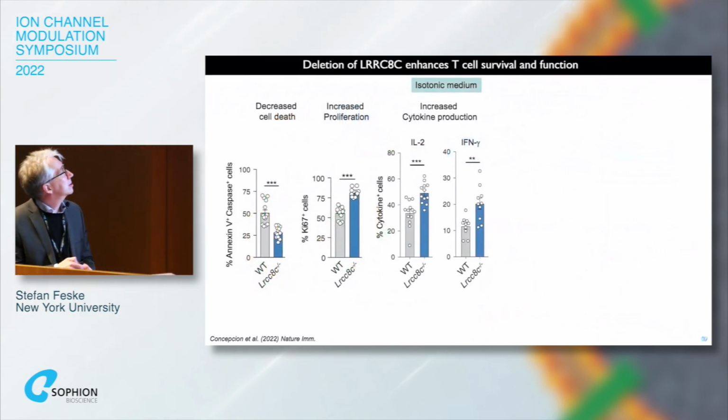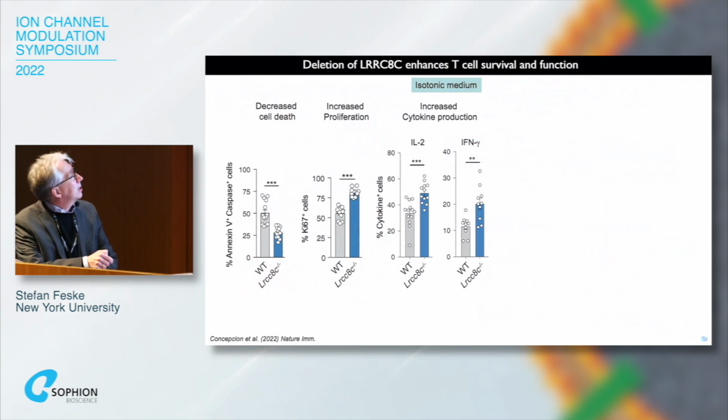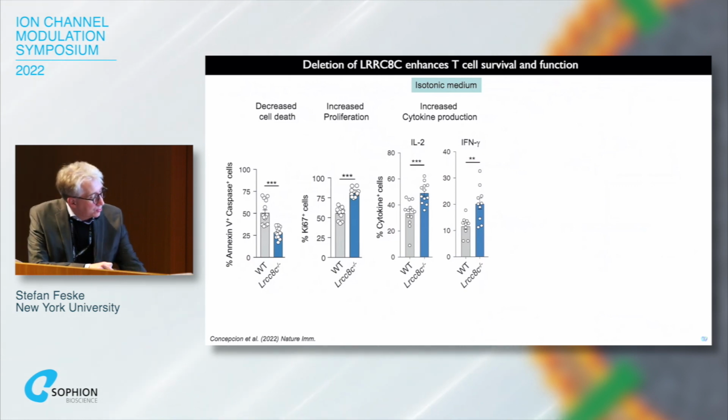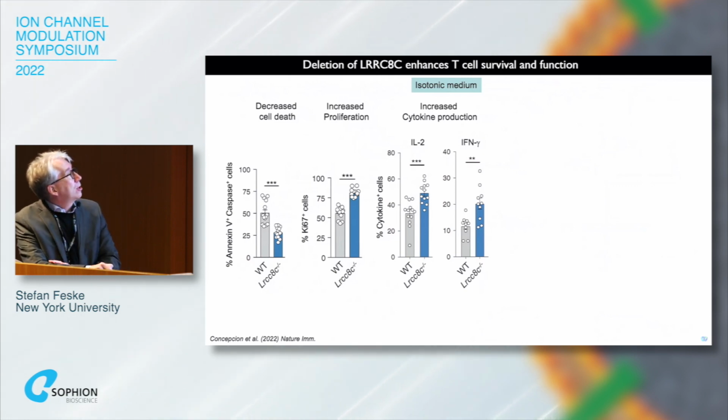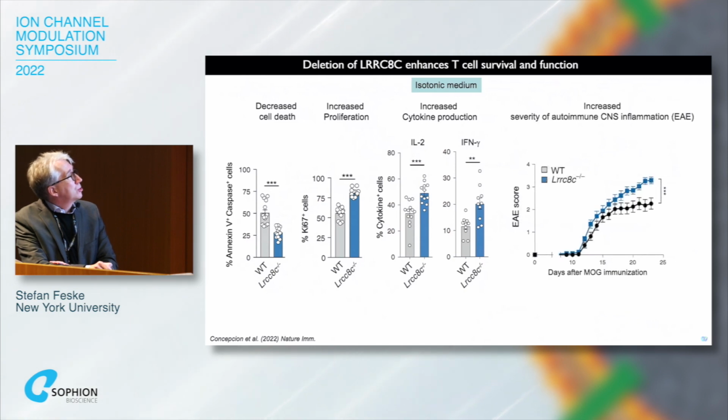I should mention this first. Because when we knock out LRRC8C, T cell function is changed. The T cells become more functional. There's decreased cell death, so the cells survive better. There's increased proliferation. They make more cytokines, IL-2, interferon gamma. And they also are more able to induce autoimmune disease.